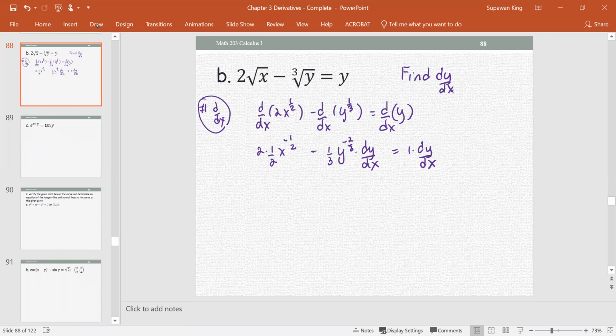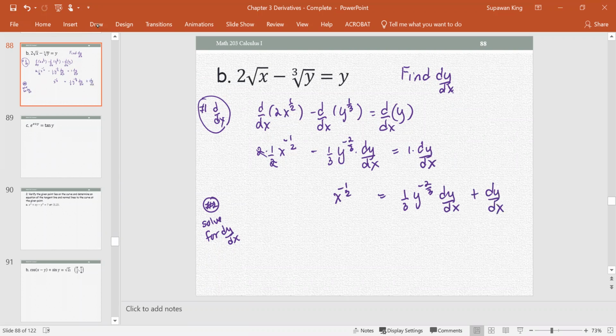Now, we have two terms containing dy by dx. For the process, step number 2, we are going to solve for dy by dx. We're going to collect the terms that contain dy by dx on one side. To be convenient, we're going to move 1/3 y to the negative 2/3 times dy by dx to the right-hand side and simplify the x term on the left to be x to the negative 1/2 equals 1/3 y to the negative 2/3 times dy by dx plus dy by dx.